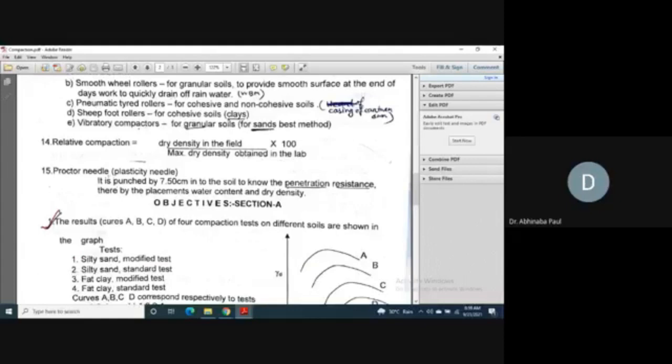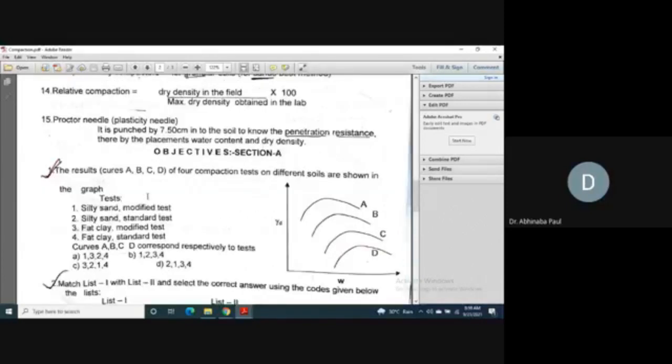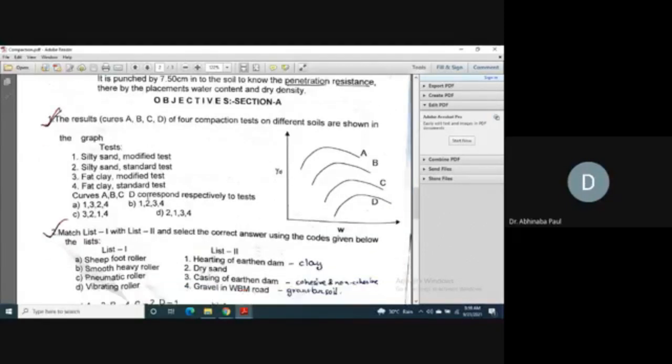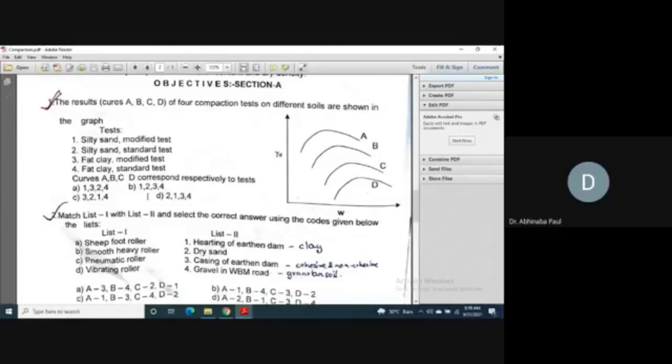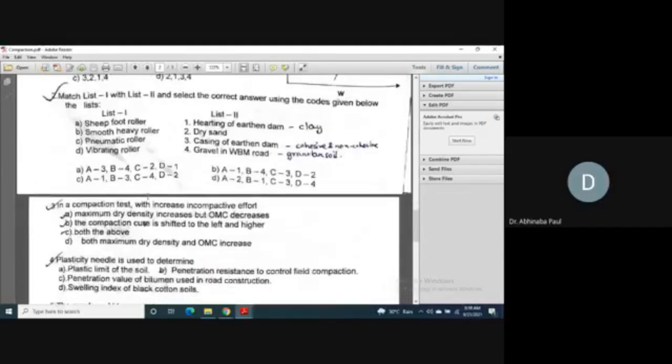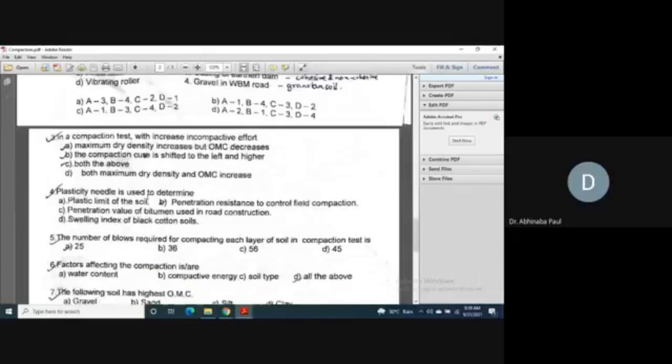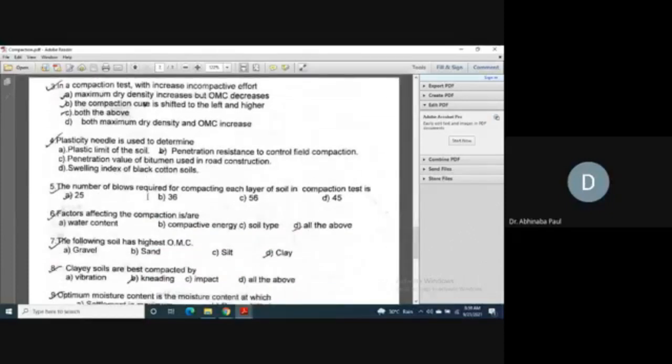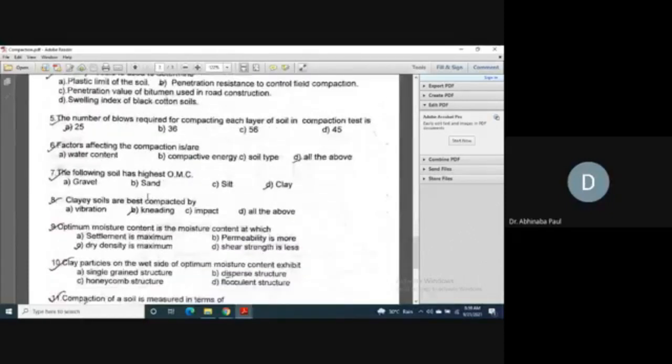Now the Proctor needle, the plasticity needle. By the Proctor needle also, in the field we can find out whether we have actually achieved the appropriate density or not. So this is how we can cover the most important topics related to compaction. Now you can go on your own. There are objective type questions which will be very helpful for you to understand the things further.